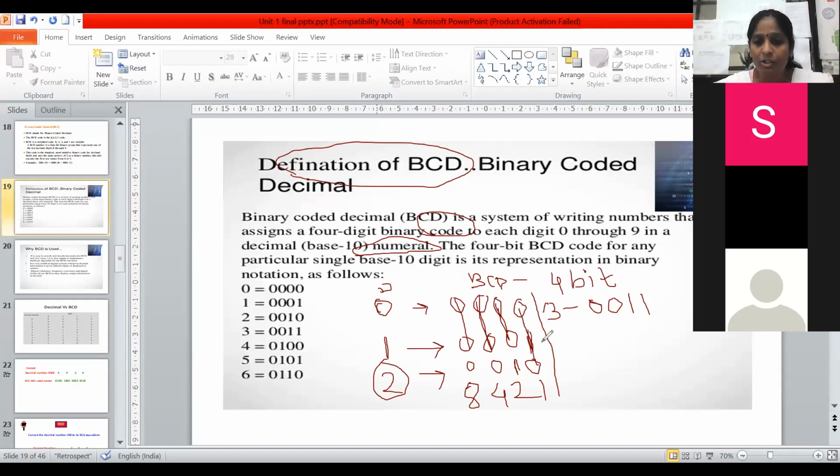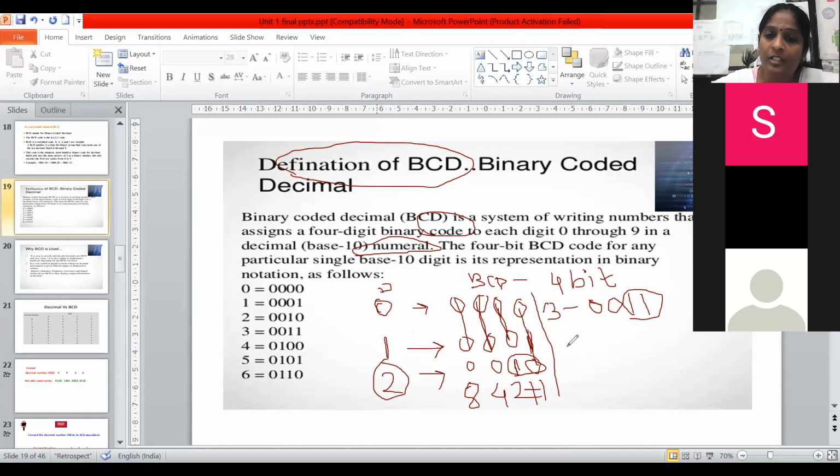I will do the addition of these. 2 plus 1 is 3. So I am supposed to consider these 2 bits. That means I have to take these 2. So what will I do? I will consider 0, 0 and 1, 1. 0, 0, 1, 1 considered.